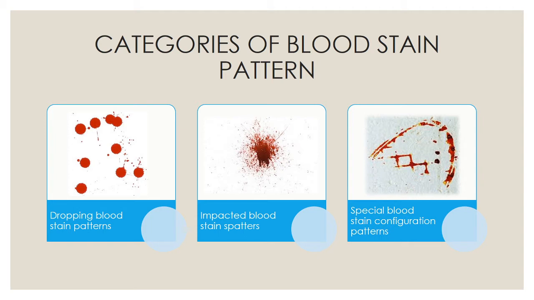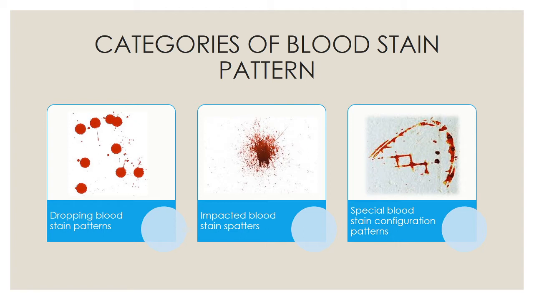And impacted blood stain patterns are formed because of some external force, like if you are using a blunt weapon or sharp weapon, or firearms, high velocity, low velocity or medium velocity, any weapon. If we are giving an external force, then by that these impact blood stain patterns will form.